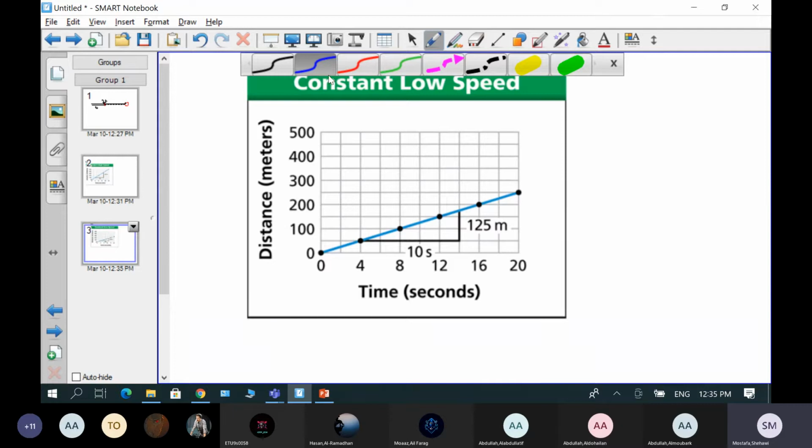Again, we have a similar one. We have distance and we have time. Can you tell me what is the speed from the graph here? Ali. Yes, sir. Can you tell me what is the speed from this graph?